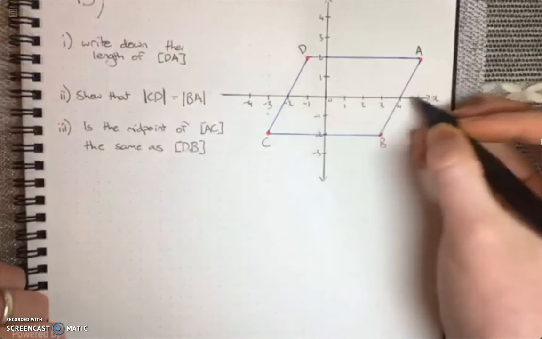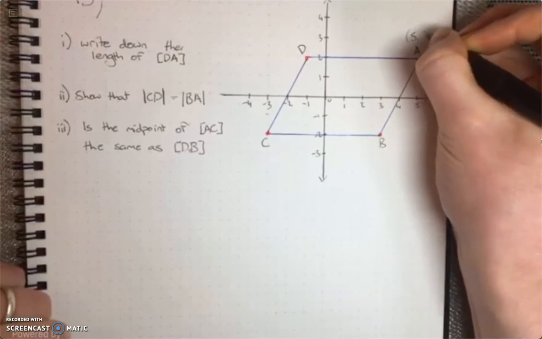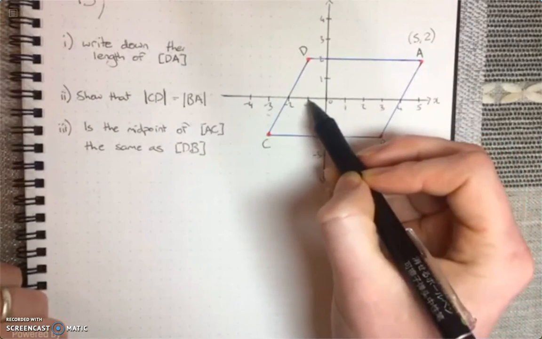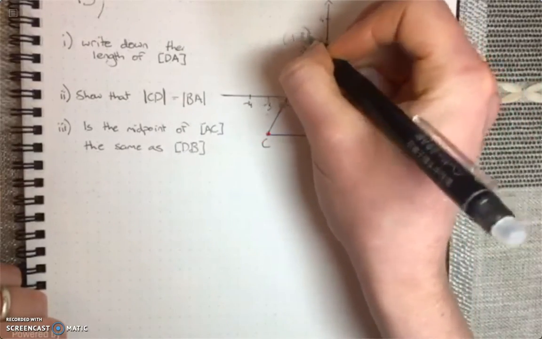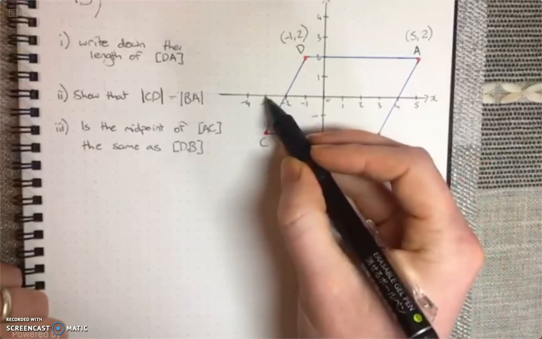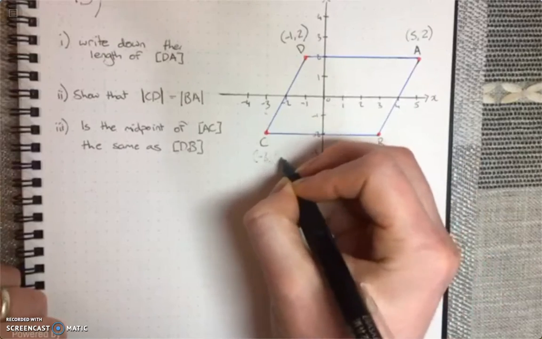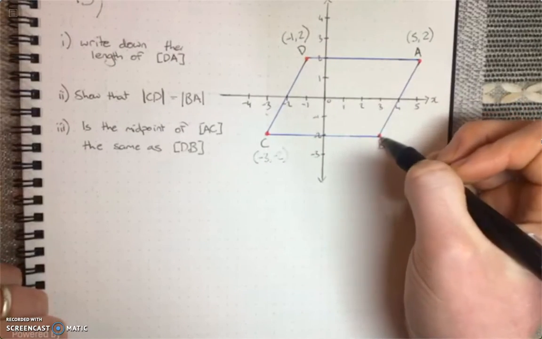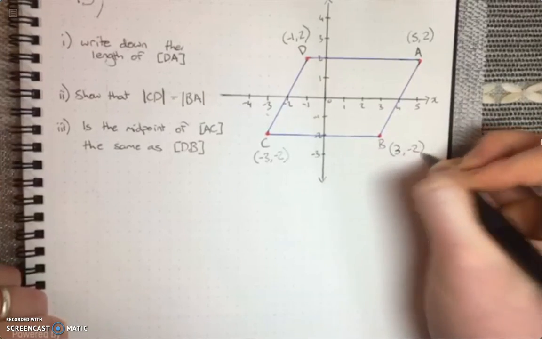I go across 5 and up 2. So A is the point 5, 2. D is here. I go across -1 up 2. So D is the point -1, 2. My C, I go across to -3 and down to -2. -3, -2. And my B, I go across to 3 and down to -2. 3, -2. Okay.